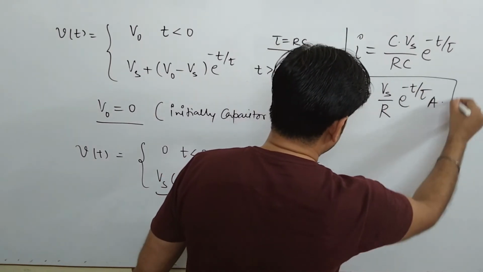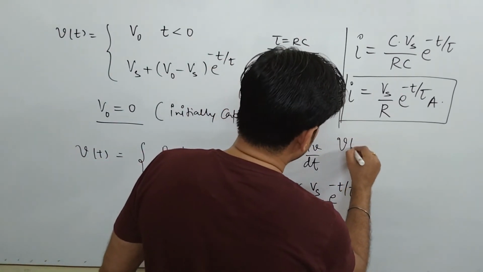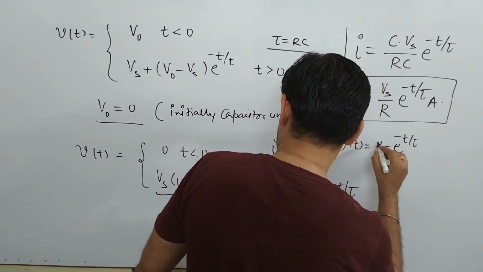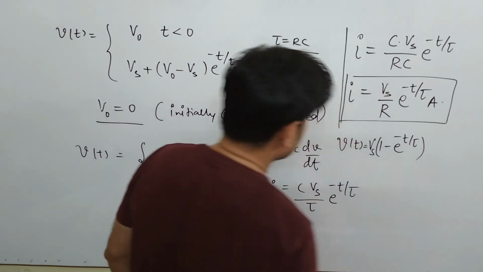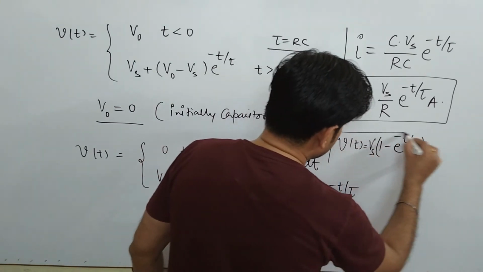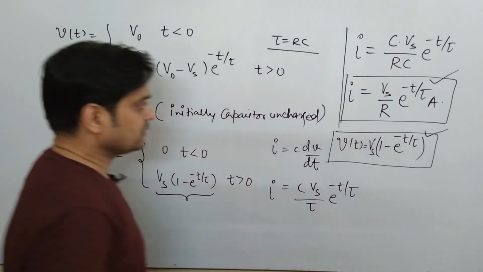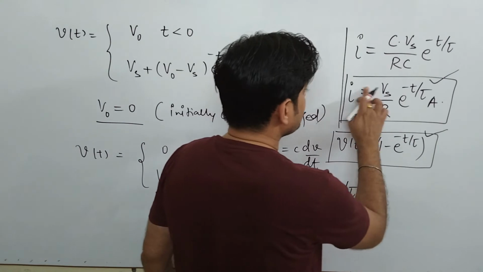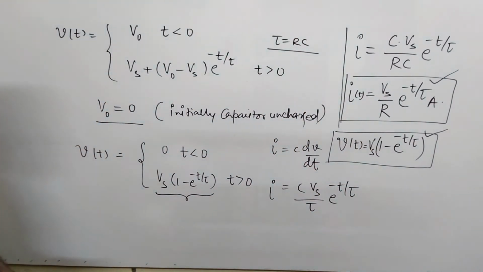So this is the value of current across the capacitor, and similarly Vt is equal to Vs into 1 minus e to the power minus t by tau. So this is the voltage across the capacitor. These two formulas are the important formulas, the current across the capacitor and the voltage across the capacitor. Keep in mind, these are also functions of time. So this is It and this is Vt.